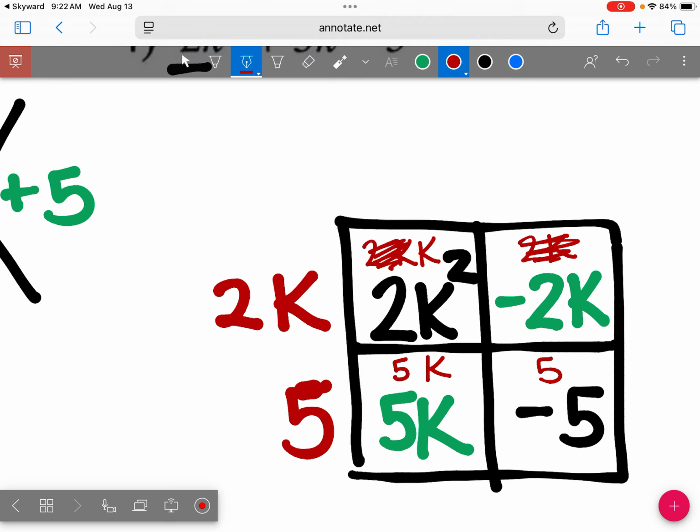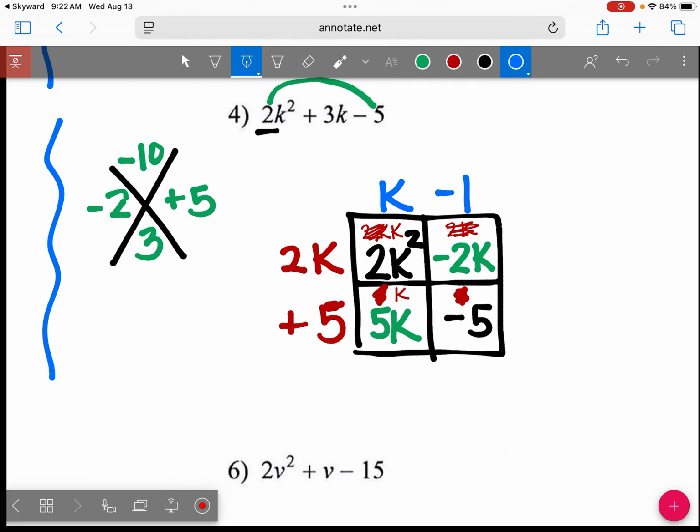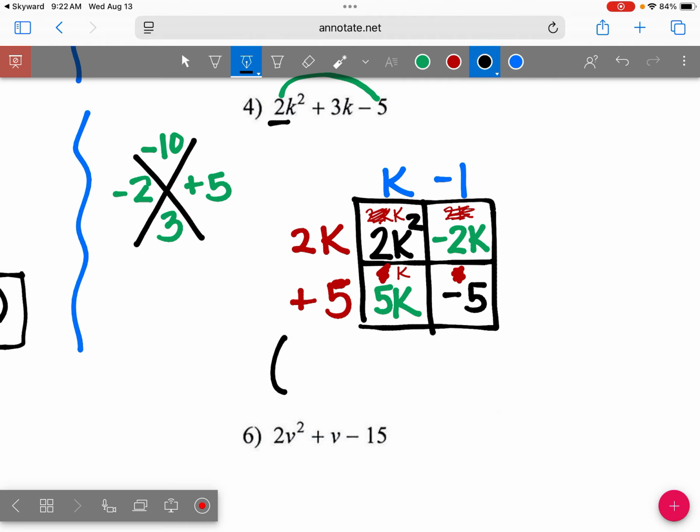And because it's touching a positive, it's going to stay positive. So this goes away. All right, this first column, what do I have left in both of them that I didn't take out? They both have a K. So that goes on the top. And then there is nothing left, but the one number that's in every box is a 1. So I'm going to put a -1. All right, so my factors would be 2K plus 5 and K minus 1.